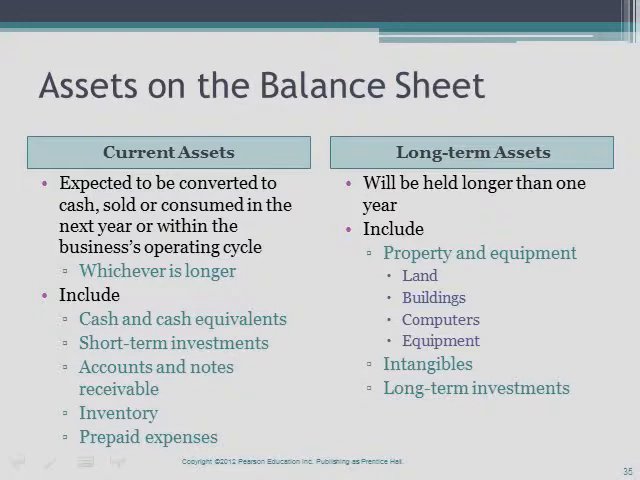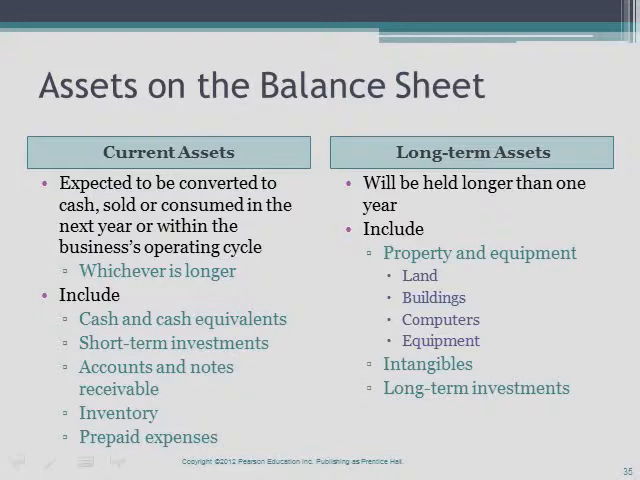The main categories of long-term assets are property and equipment, also called plant assets, and intangibles such as goodwill. Long-term assets may also include other investments that are expected to benefit the company for long periods of time. Property and equipment includes land, buildings, computers, store fixtures, and equipment.